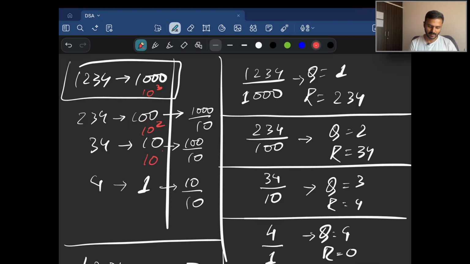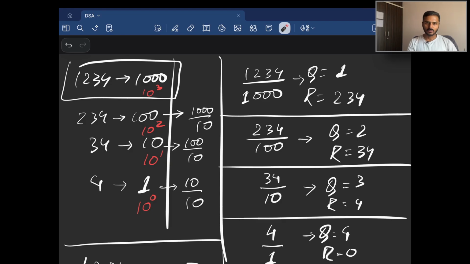For a 2-digit number, divide by 10 power 1, and for a 1-digit number, divide by 10 power 0, right? So if the given number is an n-digit number, we're dividing that by 10 power n minus 1, correct? Now, this solves part of the problem, but another part remains, which is how do we determine the number of digits in a given number, right? So let's talk about that.